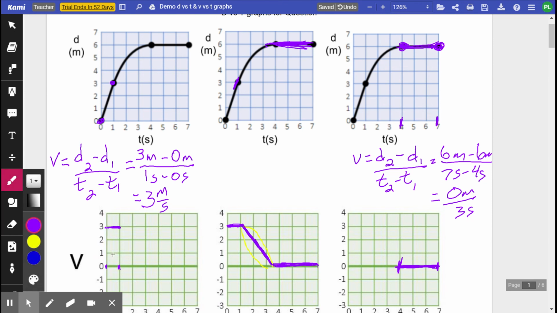So we did that first section by finding the slope. We did this last section by finding the slope. And then this middle curved section, we said, well, the slope is changing, so our velocity is changing. And we ended up just trying to follow the trend from here to there.